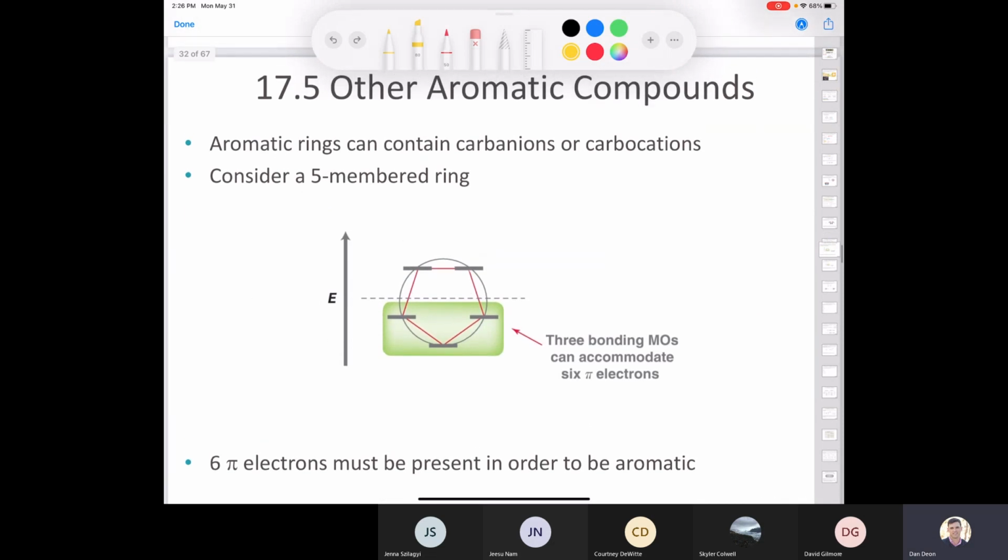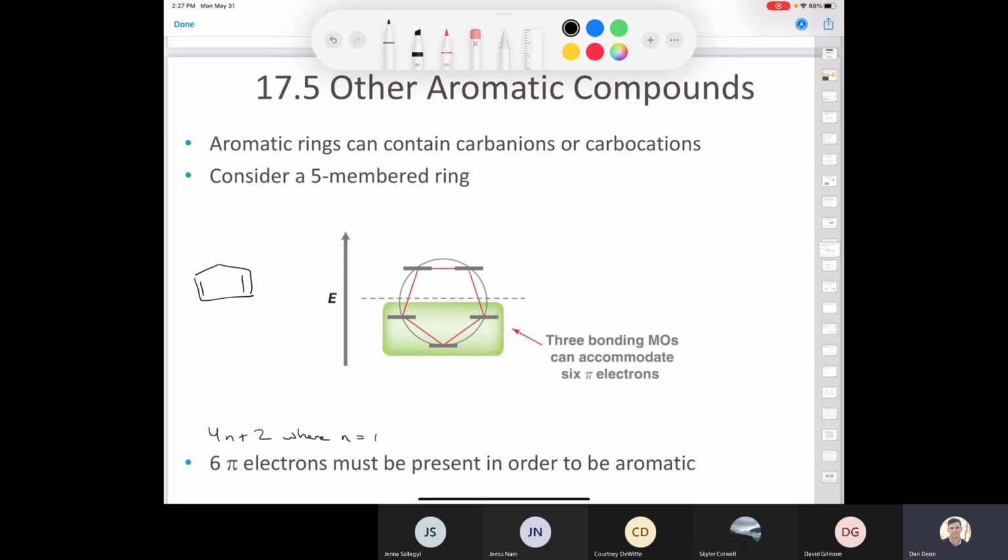Now, aromatic rings can contain carbanions and carbocations, and I alluded to that earlier during today's lecture. Let's say you have a 5-membered ring. In a 5-membered ring, you've got 3 bonding molecular orbitals, and they can accommodate a total of 6 pi electrons. Well, 6 pi electrons is a Huckel number, right? 4n plus 2, where n is equal to 1. So if I look at this molecule here, cyclopentadiene, you can see that this is a non-aromatic compound.